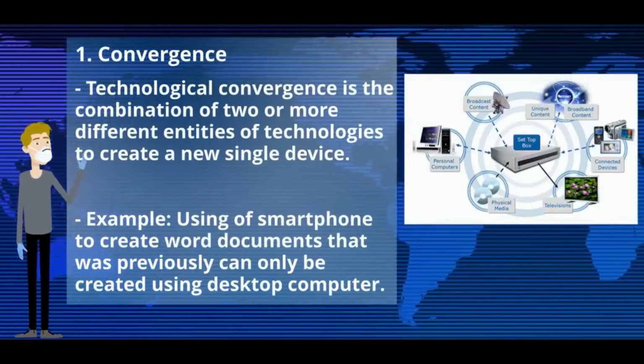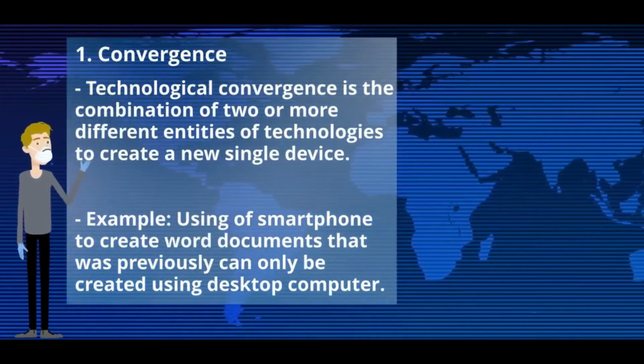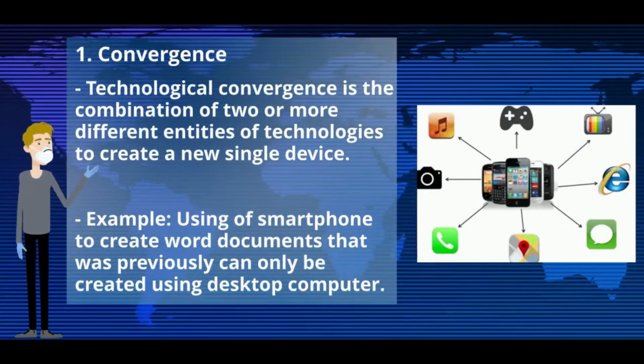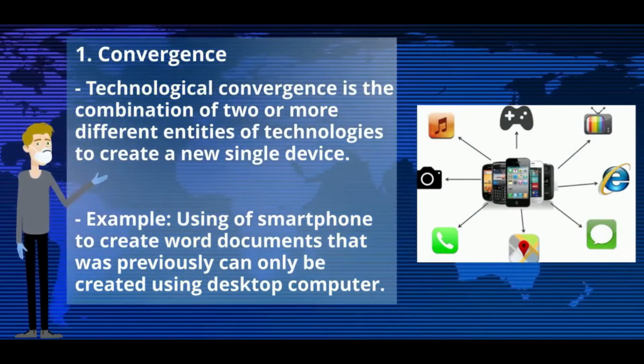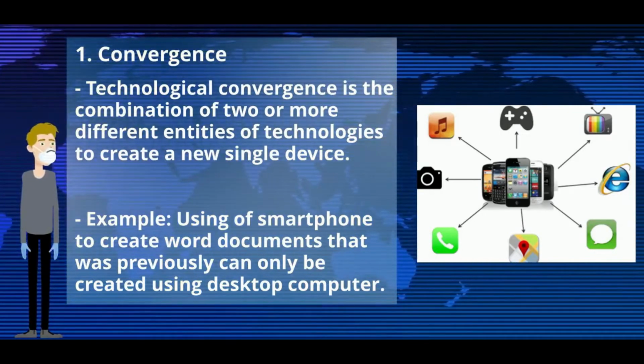Convergence. Technological convergence is the combination of two or more different entities of technology to create a new single device. Example, using a smartphone to create Word documents that previously could only be created using desktop computers.